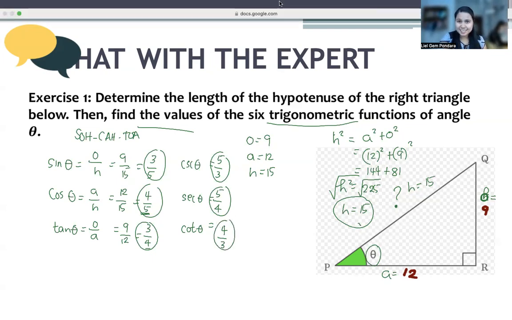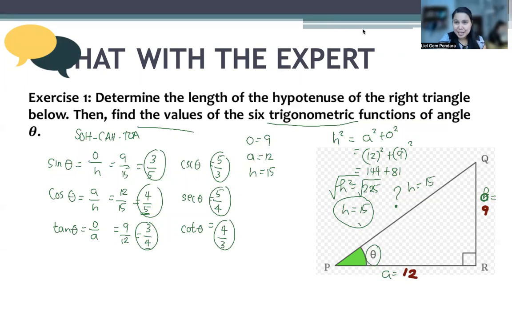Any questions? Or give me a thumbs up if you have understood how to do it. Yes, AP, you raised your hand. Ma'am, what happened to H squared? How did 225 become 15?